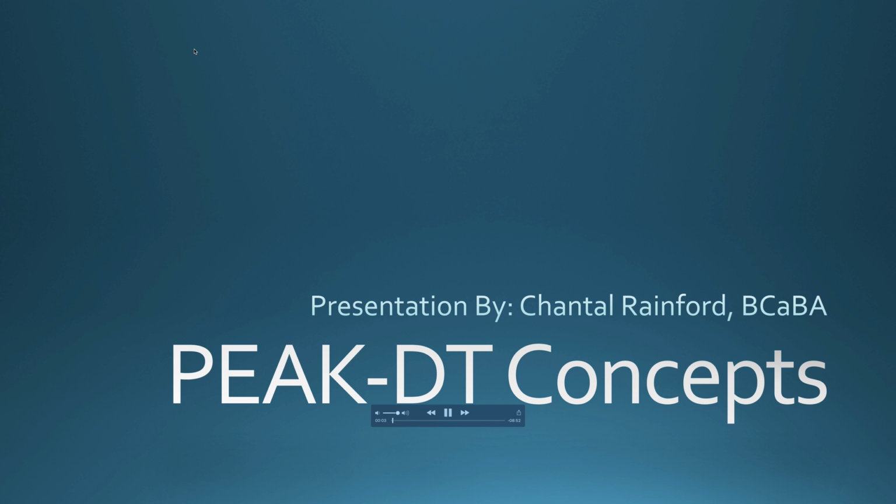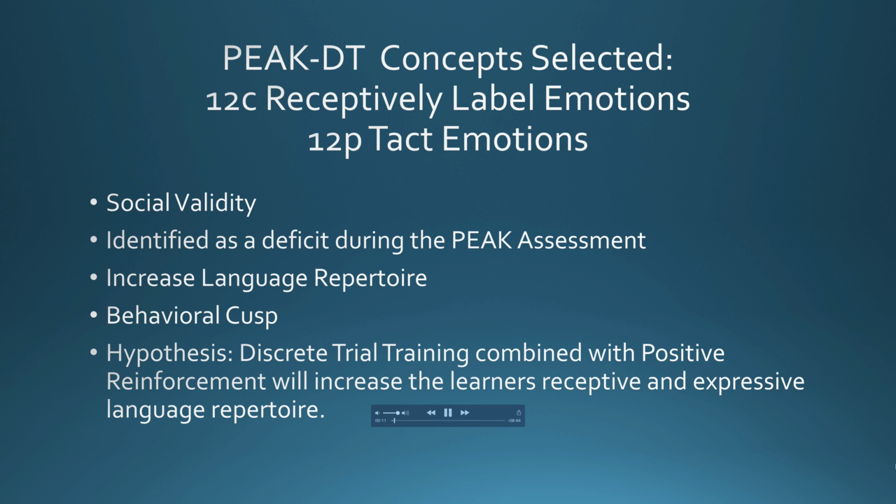This is a brief presentation summarizing the treatment effects of two skills targeted for increase within the PEAK Direct Training module. The two concepts selected were 12C, receptively label emotions, and 12P, tact emotions. These were selected for this particular learner as part of their applied behavior analytic treatment plan for several reasons. Number one being the sociability.